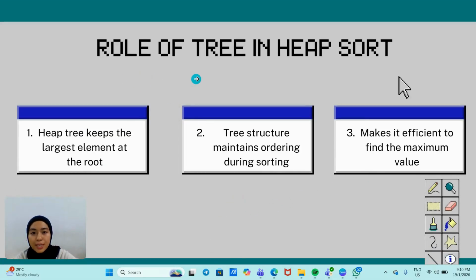Next is the role of the tree in heap sort. First, the heap tree keeps the largest element at the root. Second, the tree structure maintains ordering during sorting, and third, it makes it efficient to find the maximum value.